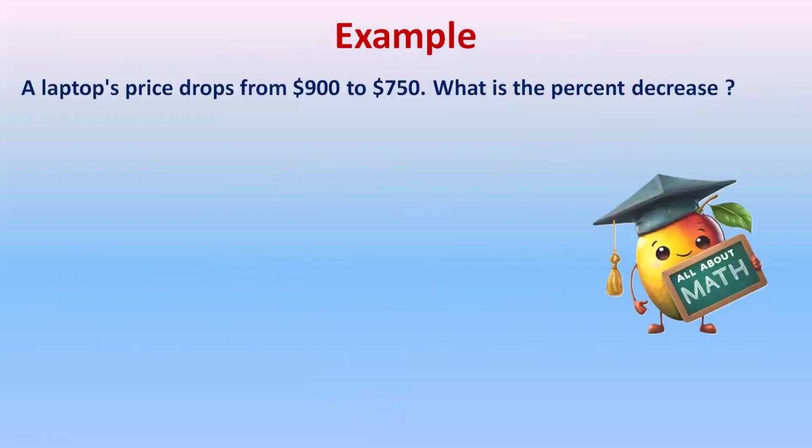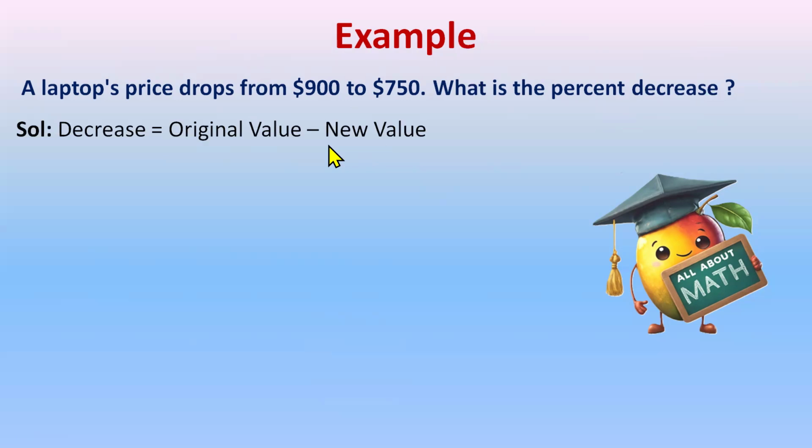Let's see an example. A laptop's price drops from $900 to $750. What is the percent decrease? Now we have to find the percent decrease. Before that, let's find the decrease. How much decrease is here? The formula for decrease is original value minus new value, because the original value is greater. So 900 minus 750 will be 150.